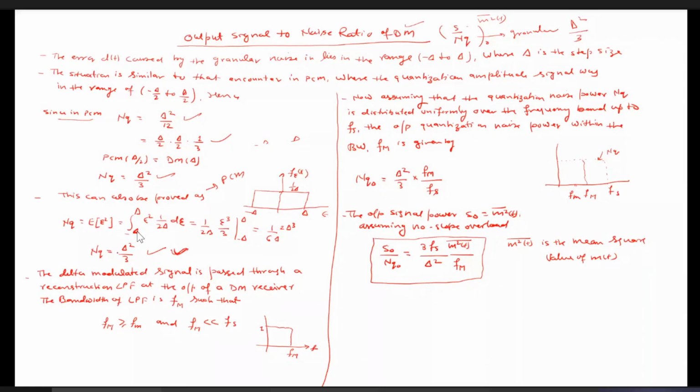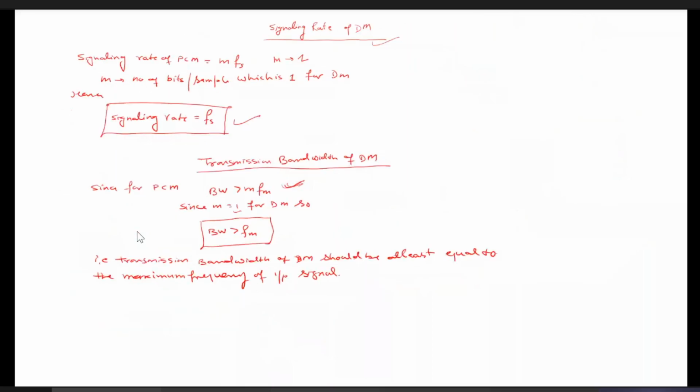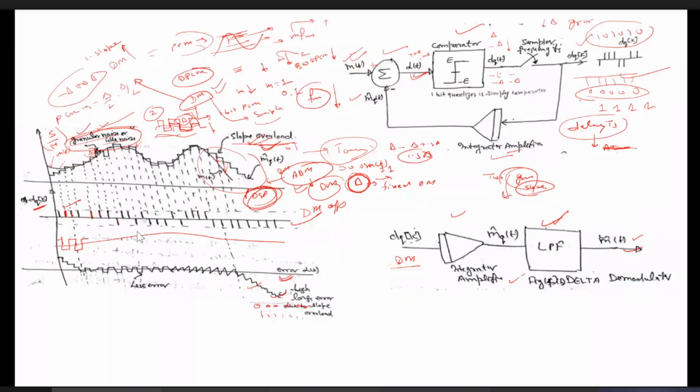Now, since we are writing the output signal to noise ratio, what happens is that, as we have seen, at the receiver end we use a low pass filter. So it is not that if this signal passes through the integrator, then directly we get the message signal m t. Rather, this signal also passes through the low pass filter, and only then do we get the message signal m t. Similarly, this noise also passes through the low pass filter, and then at the output of the demodulator, there is an effect of that granular noise.